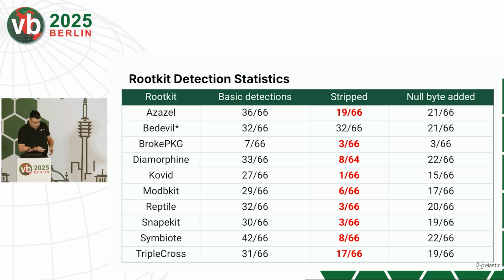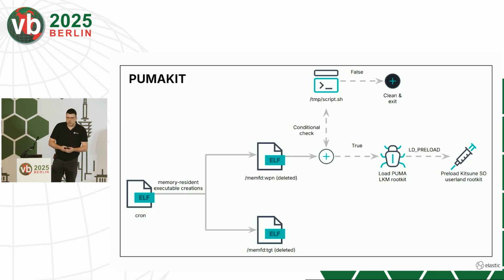One of the rootkits that isn't in here, because it was found in the wild, is Pumakit. That's our case study that we looked into. We published a report on this last December. And here in the image, you see a high-level overview. Again, because of time, we'll just fly over it a little bit.